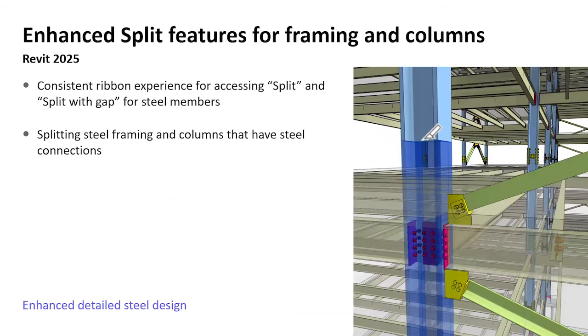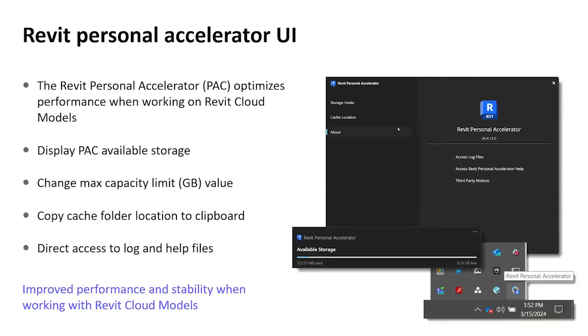Some enhancements for framing and columns, so we can use the split feature. Split with gap. I don't get the split with gap, but I understand the split feature being useful. That's for even when they have steel connections. So here's a new thing for everybody to check out.